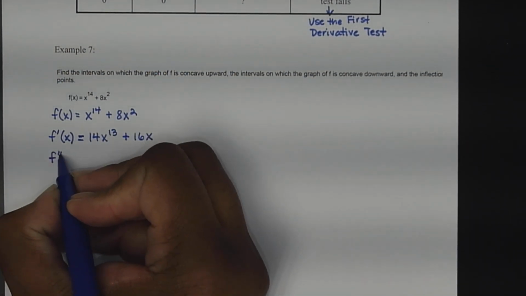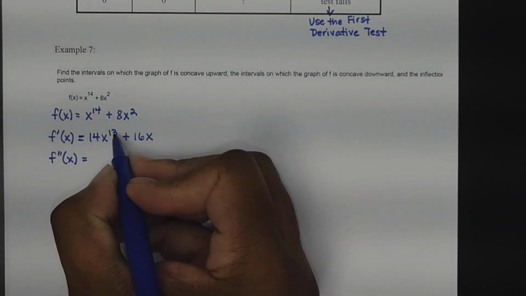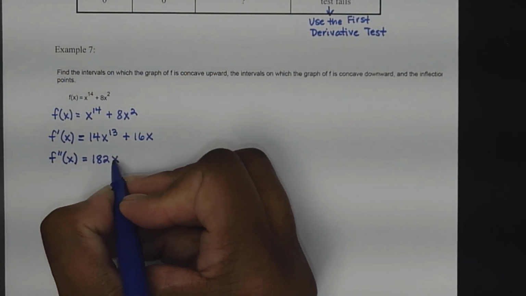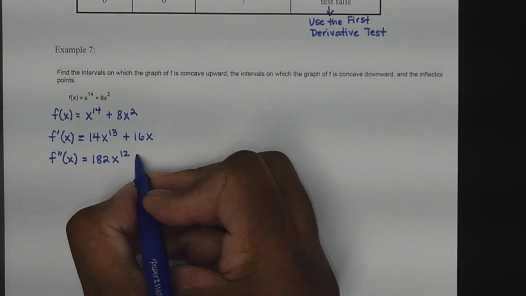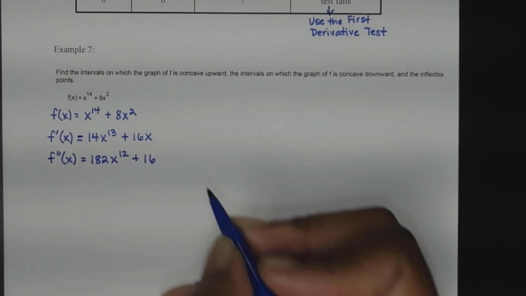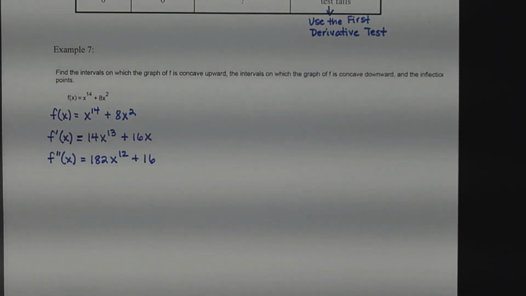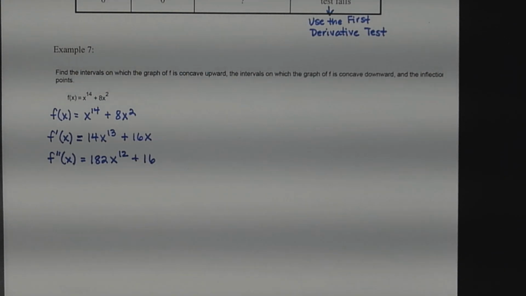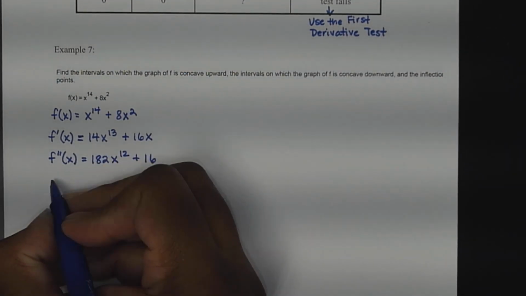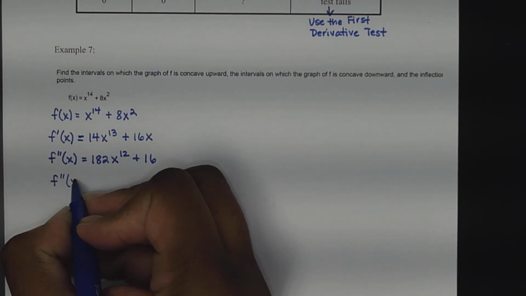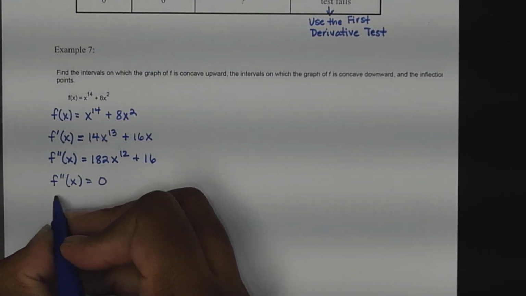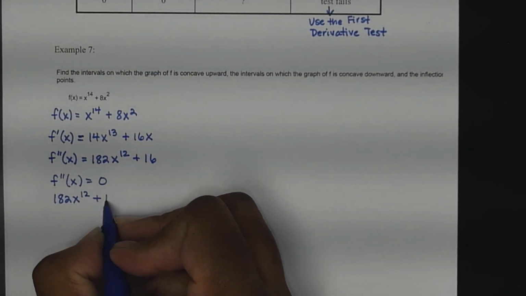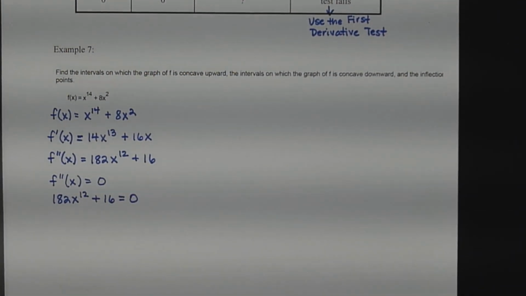And then if I take the second derivative of that, 13 times 14 is 182. Copy the x over to one less power, that's x to the 12th, plus the derivative of 16x, which is 16. So f double prime of x is 182x to the 12th plus 16. Then we're going to take that second derivative and set it equal to 0. So here we have 182x to the 12th plus 16 equals 0.